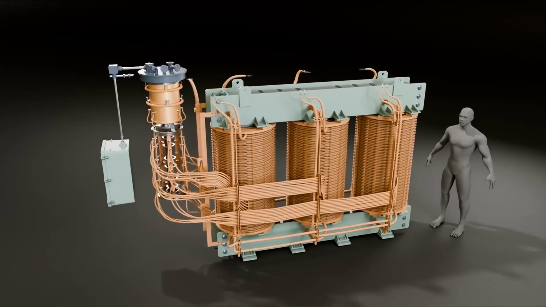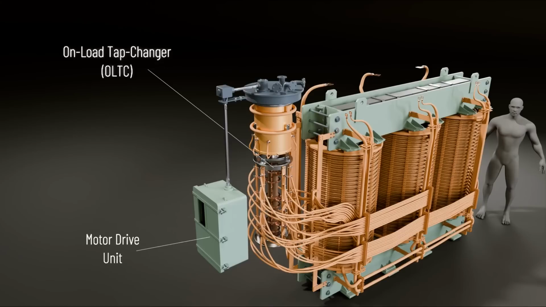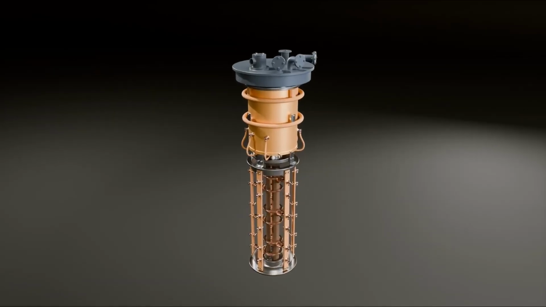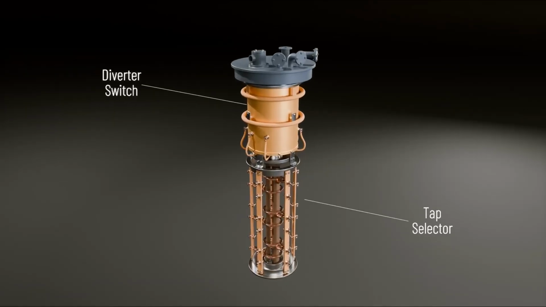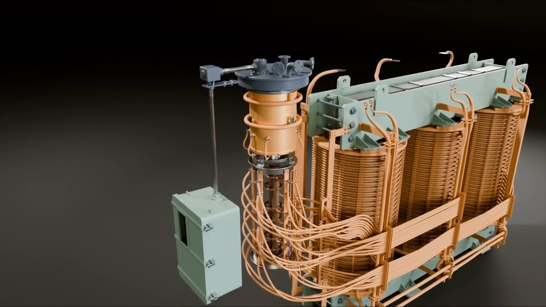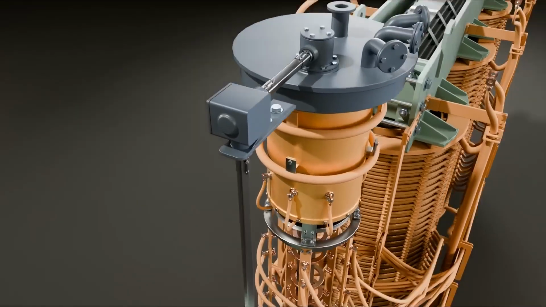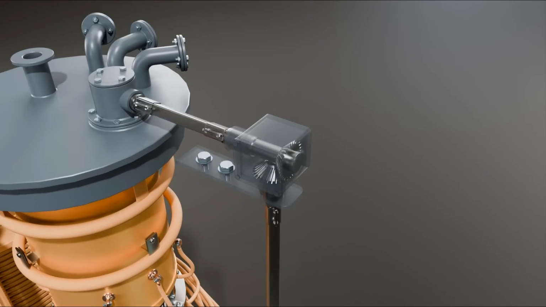An on-load tap changer is used to switch between taps to maintain the output voltage of a transformer during variable load conditions. It consists of two main parts, a diverter switch and a tap selector. The operation of an on-load tap changer is mechanically operated by a motor drive unit through a bevel gear mechanism.